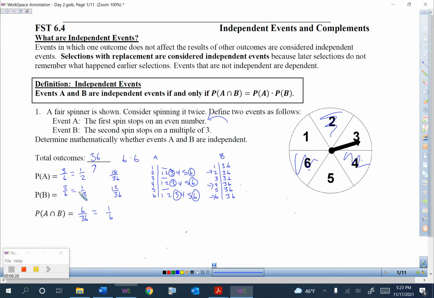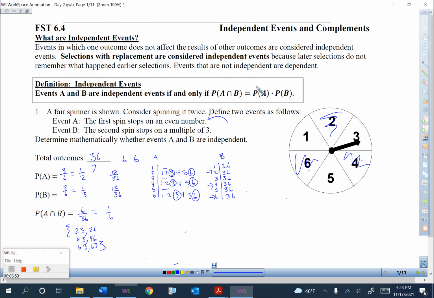Okay, if you like this, that may be helpful. You could also, if you want to just think first is even, I know it's going to be 2, 4, 6, second has to be a multiple of 3, so 2, 3, 2, 6, 4, 3, 4, 6, and 6, 3, 6, 6. You can list them out that way as a set to count them as well. It's entirely up to you.